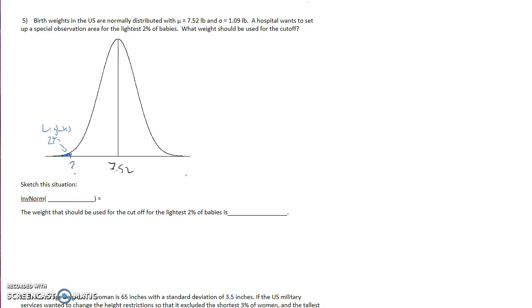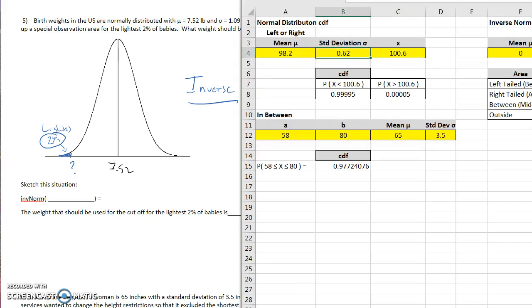Now, you might be thinking to yourself, wait, I don't know what to put in here for that lower limit, and this is where you should stop and think about this and say, okay, I'm not going to be using the normal CDF function. When I'm given percentages like 2%, I'm going to use the inverse normal. So let's look at the inverse normal function and see what information it wants.